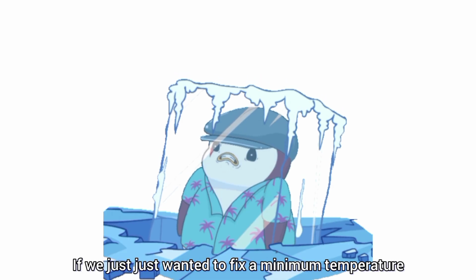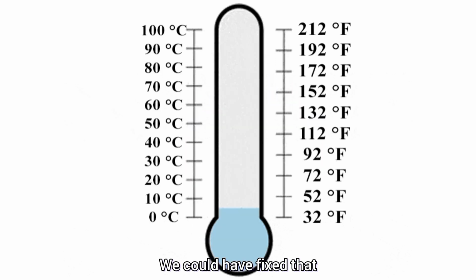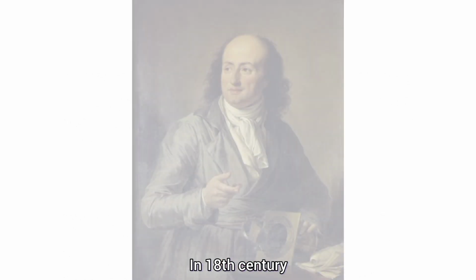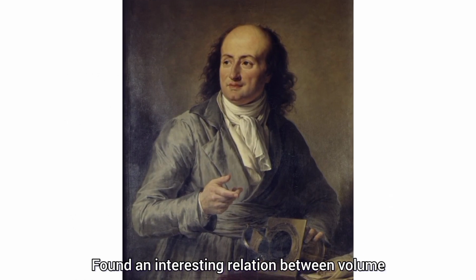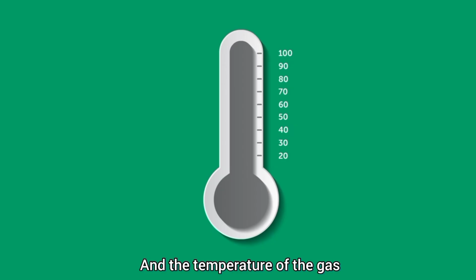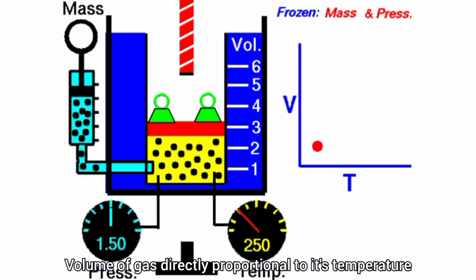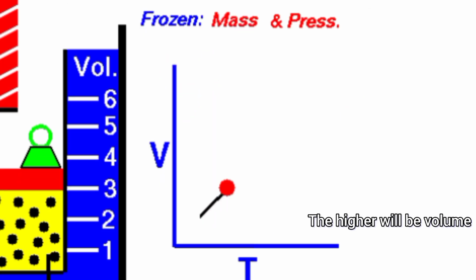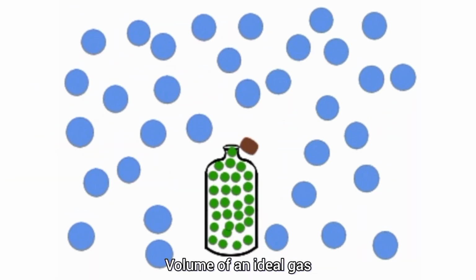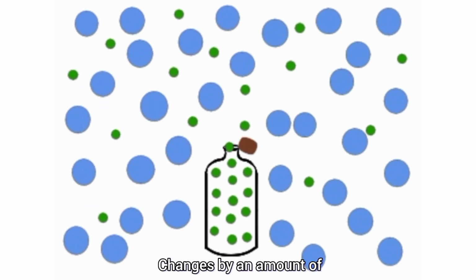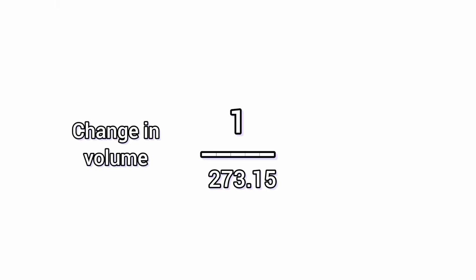Well, that's right, but think about it. If we just wanted to fix a minimum temperature, we could have fixed that on Celsius or Fahrenheit scale. In fact, before Kelvin, we already had that point on Celsius scale. In the 18th century, Jacques Charles, a French scientist, found an interesting relation between volume and the temperature of gas. He found that volume of gas is directly proportional to its temperature. The higher the temperature, the higher the volume. Further studies revealed that volume of an ideal gas at 0 degrees Celsius changed by an amount of 1 by 273.15 for each degree change in temperature.